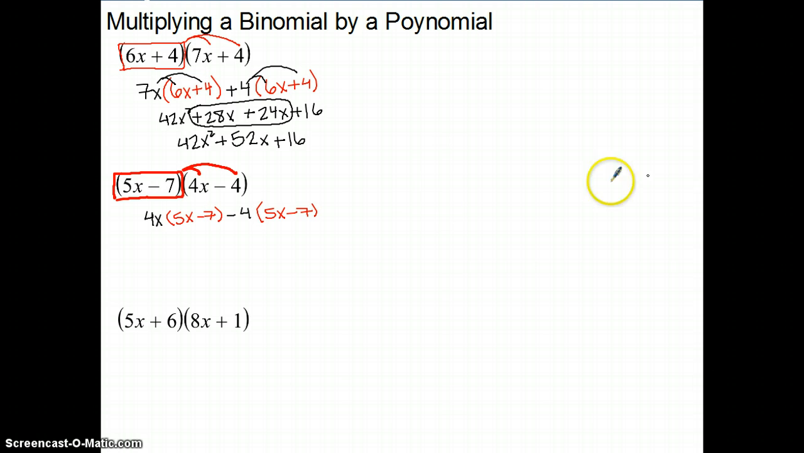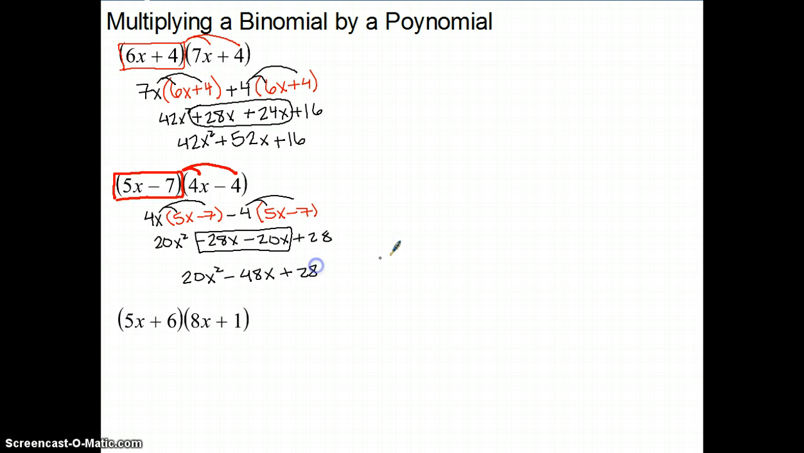From here, I go one step further and distribute. 4x times 5x and 4x times negative 7 gives me 20x squared minus 28x. Distributing my negative 4, I get minus 20x plus 28. Combining these like terms in the middle, I have 20x squared minus 48x plus 28.